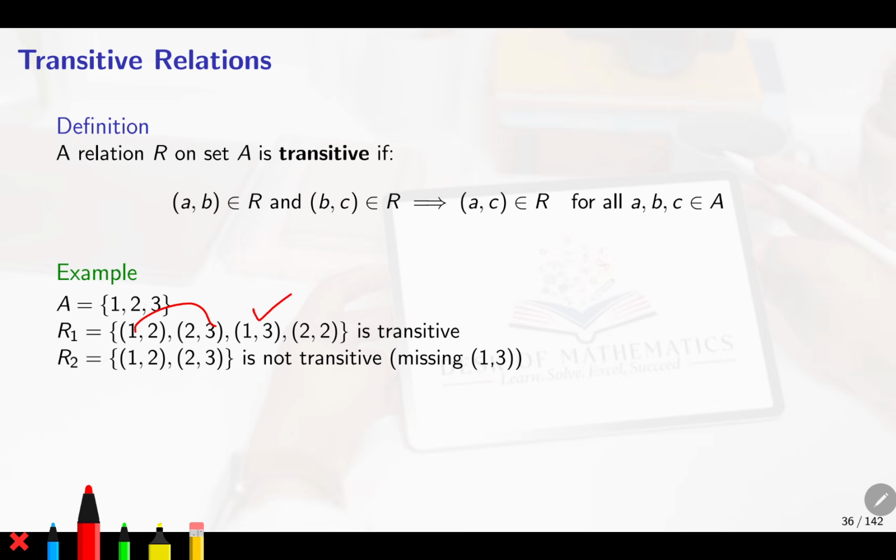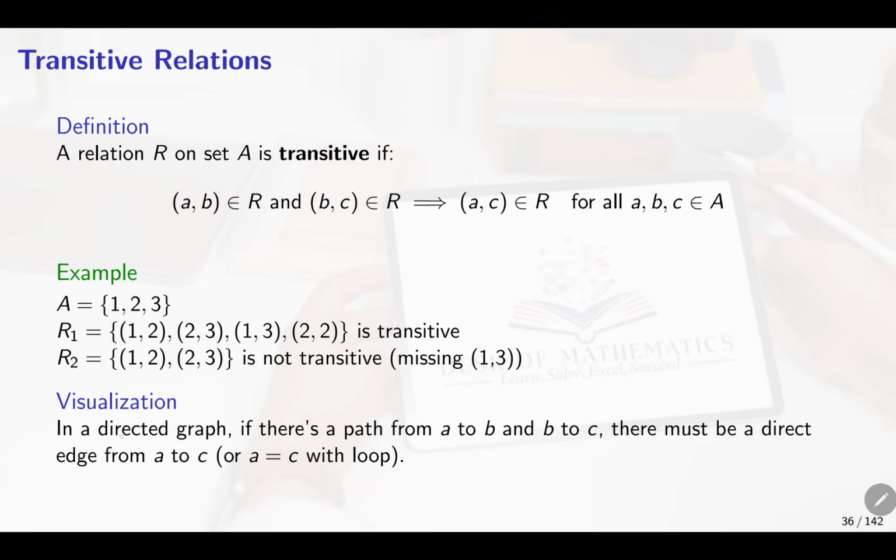Okay, so similarly 1 and 2 is there, 2 and 3 is there, so 1 comma 3 should be there. It is not there, so it is not transitive. So in a directed graph, if there is a path from A to B and B to C, then there must be a direct edge from A to C.